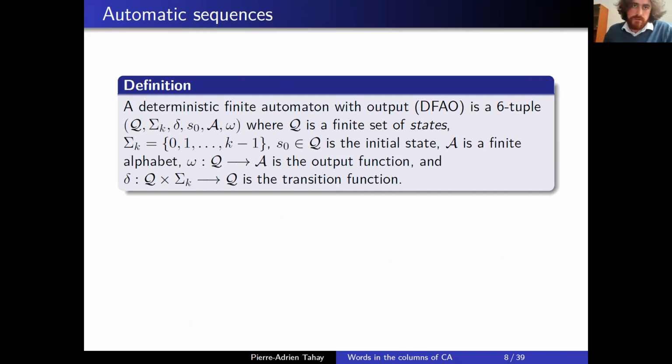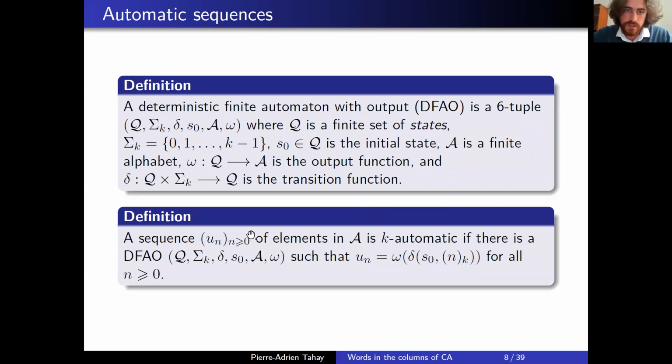I will present a result of Roland and Yassawi now. I start with the definition of automatic sequences, but I think everybody knows what it is. It's just a sequence defined by a finite automaton with a sextuple: a finite set of states, the set of integers between 0 and k minus 1, an initial state, a finite alphabet, an output function, and a transition function. And an automatic sequence is just a sequence obtained from a finite automaton.